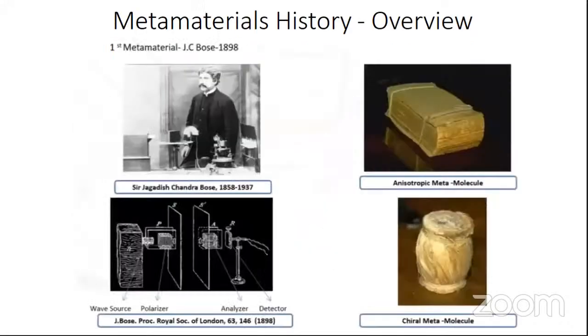So if you can see, you can even take the proceedings of the Royal Society of London. In that, the proceedings are dated back to 1898, in which Sir Jagadish Chandra Bose has written an article based on metamaterials. Okay, that was the first publication on metamaterials, right?